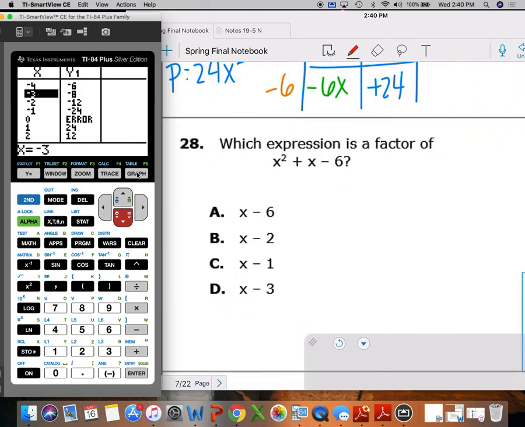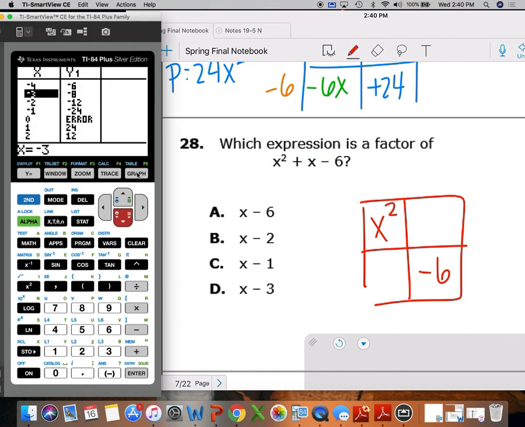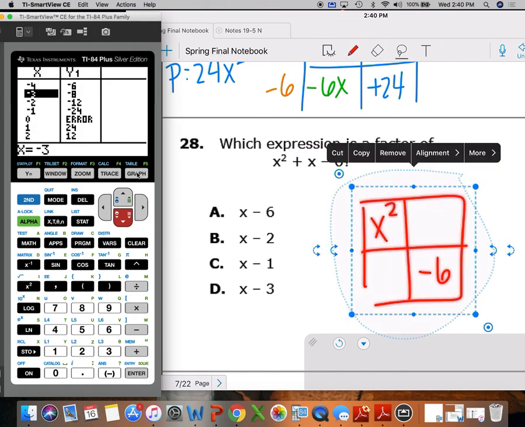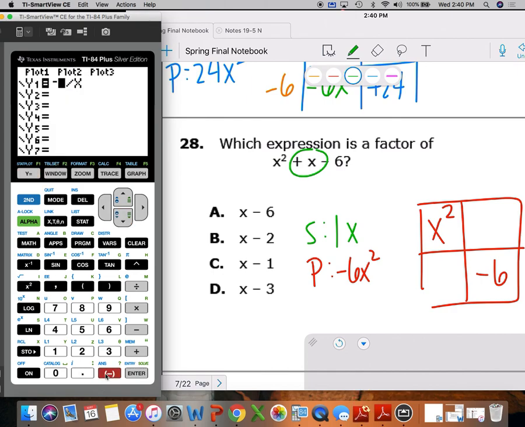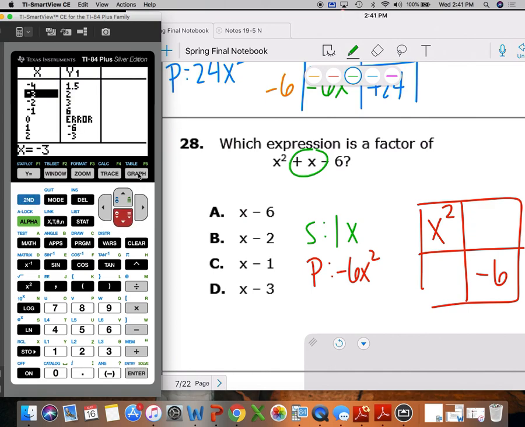Problem 28 asks which expression is a factor of x squared plus x minus 6. So I need to fill in my box and find my factors and then see which of these A, B, C, D answer choices matches. So my product is negative 6x squared. My sum is a positive 1x. So in y equals, I put negative 6 divided by x. And I'm looking for two numbers that add to 1.